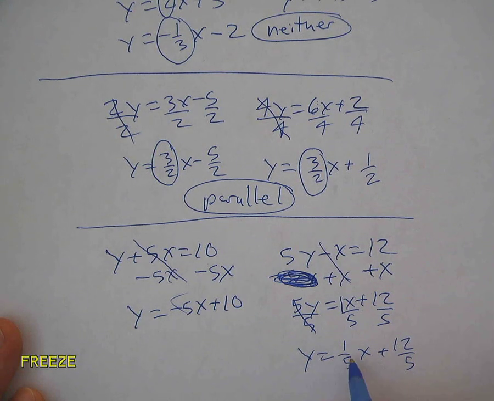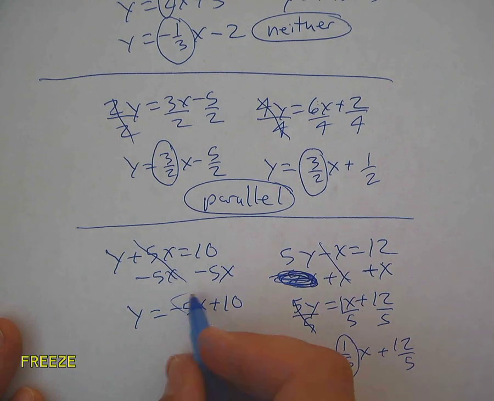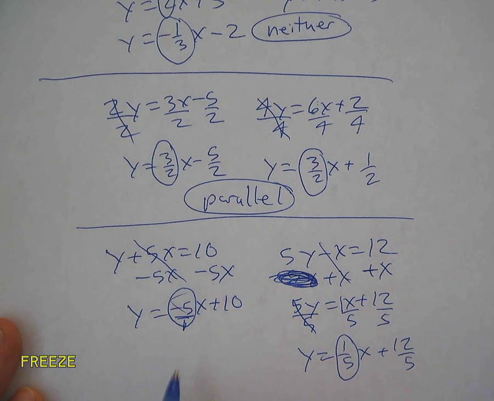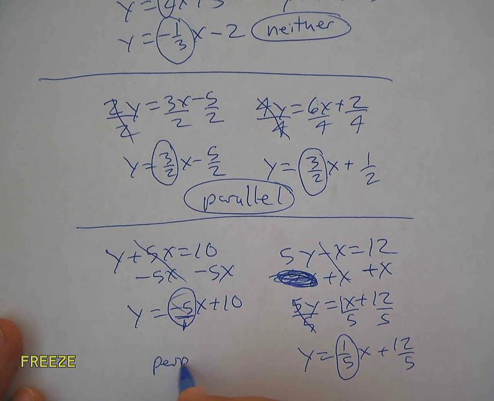Now if you circle the slopes, this is 1/5, this is negative 5. Negative 5 is the same as negative 5/1. You can see they're opposite reciprocals of each other, so these are perpendicular.